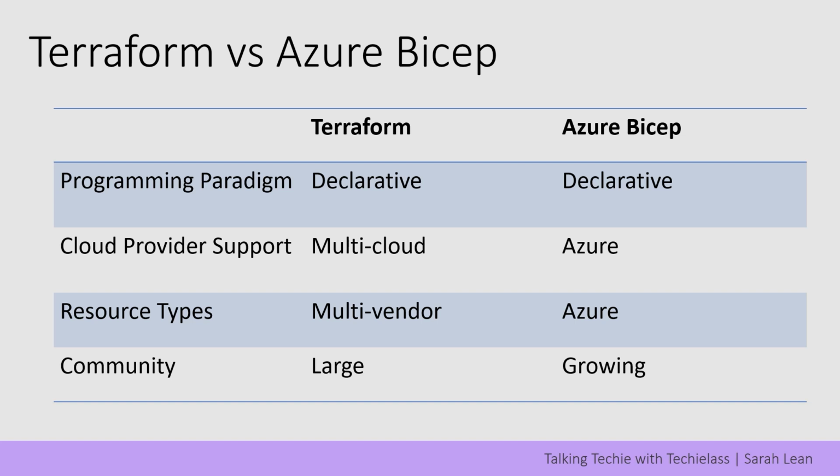Overall, though, both Terraform and Azure Bicep are powerful tools for managing cloud resources as code, and the choice between them will depend on your specific requirements and use case.